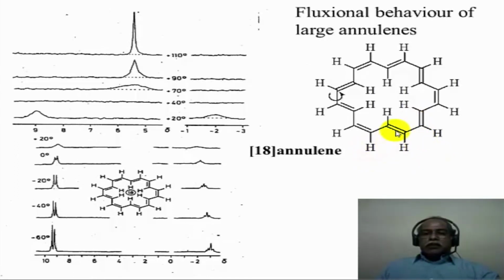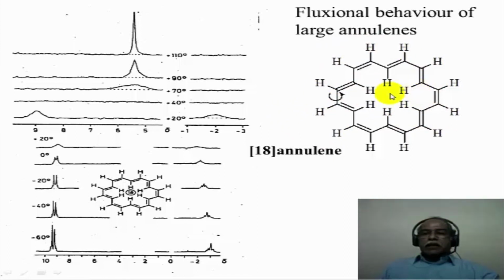Please recall the anisotropic effect of the aromatic ring current. This is an aromatic molecule because it is an 18-annulene molecule, corresponding to a 4n plus 2 electron system. Now there are 6 hydrogens in the cavity of the molecule and there are 12 hydrogens on the periphery of the molecule.